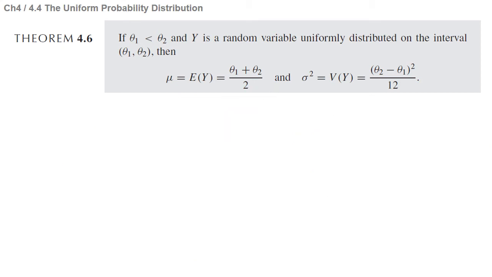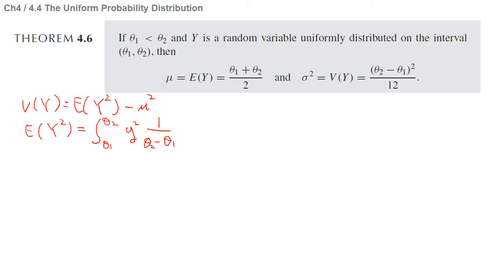Okay, then let's calculate the variance part of this. For the variance part, V(Y), it's easier to calculate using E[Y square] minus mu square. So let's calculate E[Y square], and this is the integral from theta 1 to theta 2 of y square times 1 over theta 2 minus theta 1 dy. And this is 1 over 3 y third times 1 over theta 2 minus theta 1, and we put theta 1 and theta 2 here.